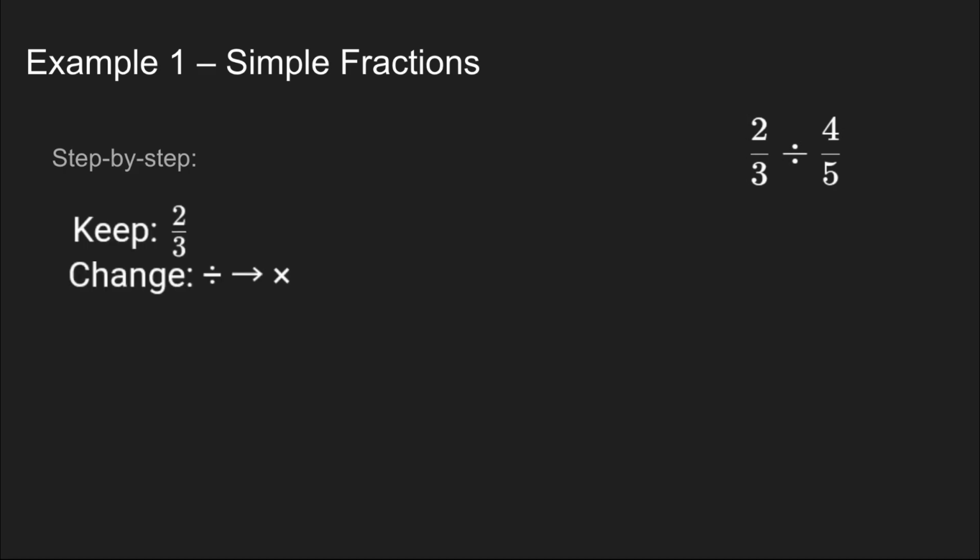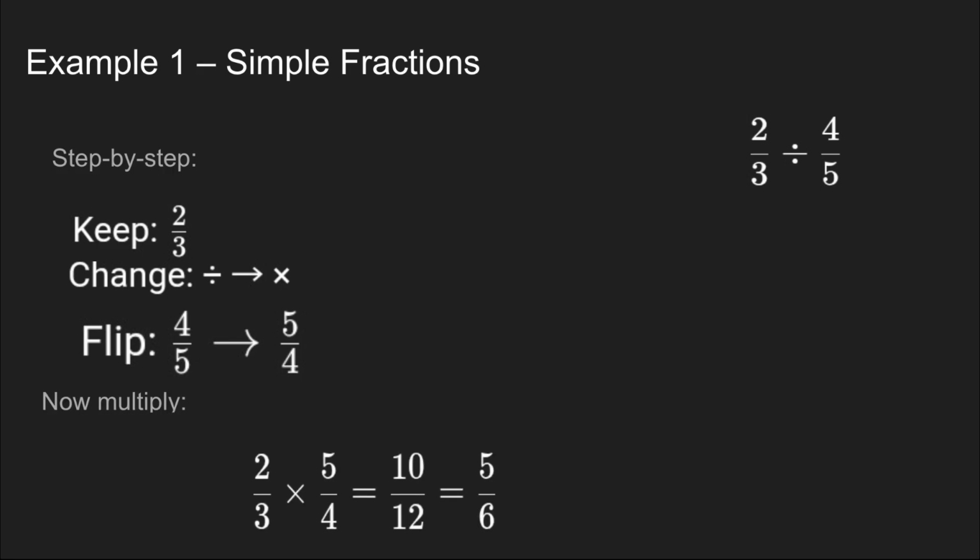We're going to change the division sign to multiplication, and we're going to flip 4/5, and we're going to make it 5/4. So now we're multiplying 2/3 and 5/4. Okay, and if we do the multiplication, it equals 10 over 12, and then that equals 5/6. So that's 2/3 divided by 4/5 equals 5/6.